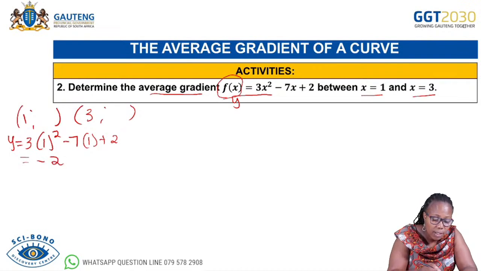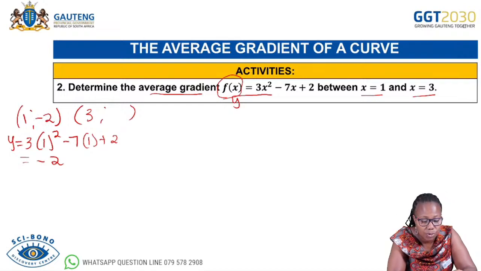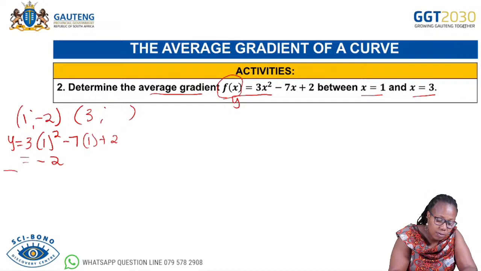Okay. And then this minus 2 coordinates with the 1. That will be 1 and minus 2. Let's look at the second y value now.